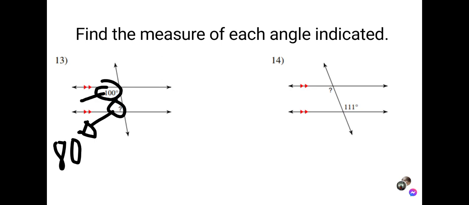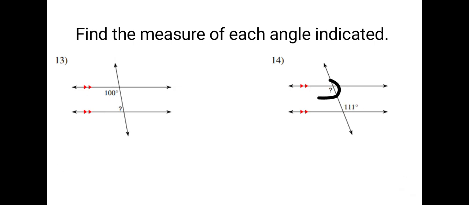Okay. For this one, the other one is on the right, the other one is on the left. So therefore, they are alternate interior, so they are congruent. So if this is 111, this is also 111.